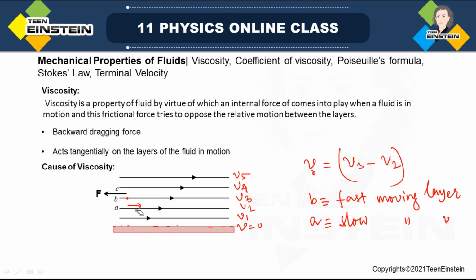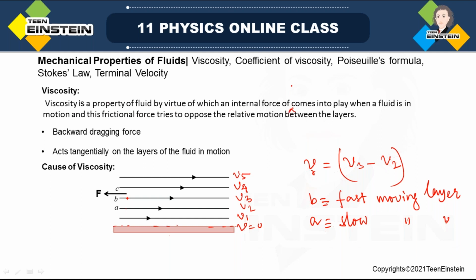At the same time, the slow moving layer will try to drag the fast moving layer such that its speed becomes the same as A, and there will be no relative velocity. I hope you are understanding. A and B have different velocities, so each of them will try to drag the other along with it such that they will not have any relative velocity between them. That is what is being stated in the definition.